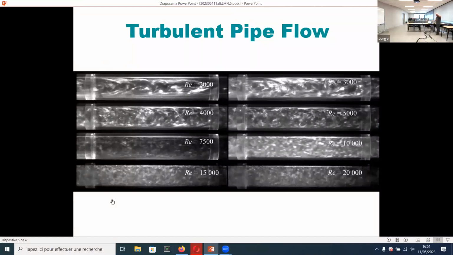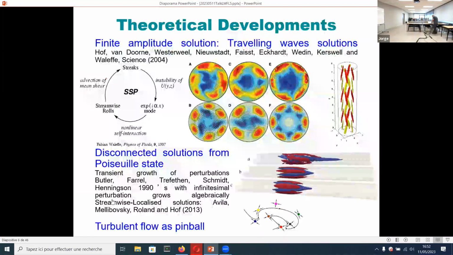So here are some pictures of the flow visualization at different Reynolds numbers, 1,000, 3,000. And as you increase the Reynolds number, you see that the characteristic scale decreases. But this is a matter for turbulent flow people.